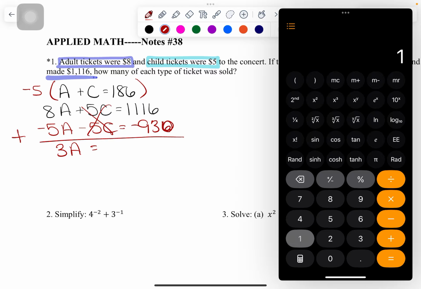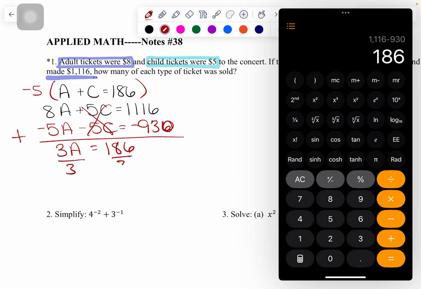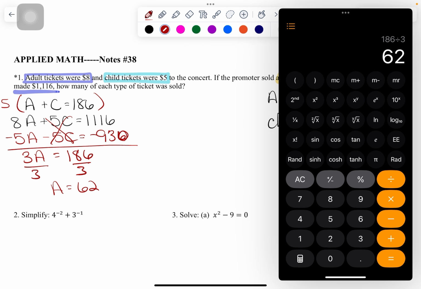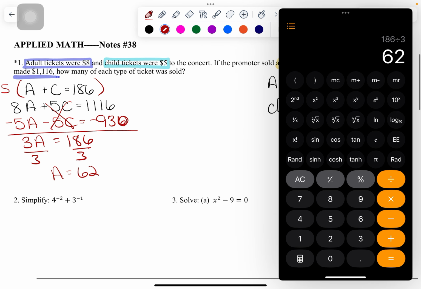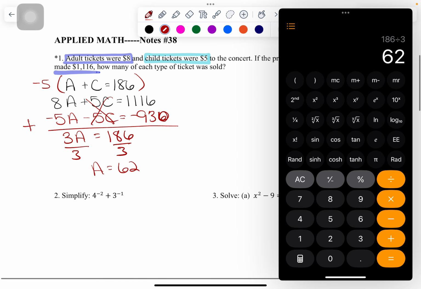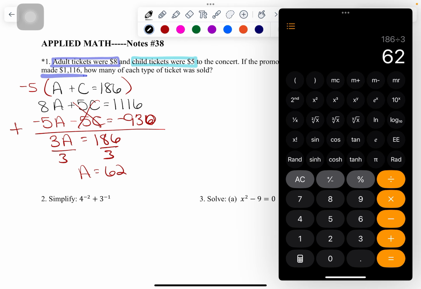Let's see, 1,116 minus 930 equals 186. And so if I divide both sides by 3, all right, looks like I'm going to be selling 62 adult tickets. Okay. And I want to figure out, oh, I can figure that out. Okay, I'll move the calculator in just a second, but I want to leave it up just so I can finish this out. I do know I need to figure out how many of the children's tickets were sold.